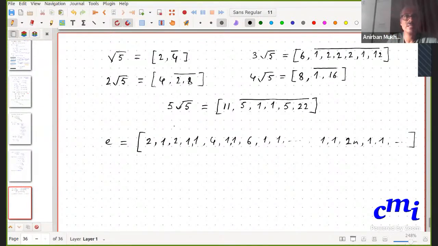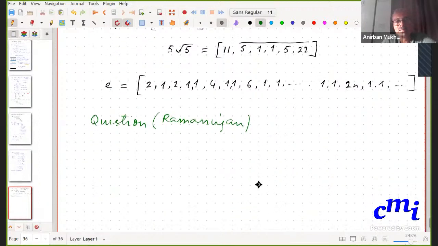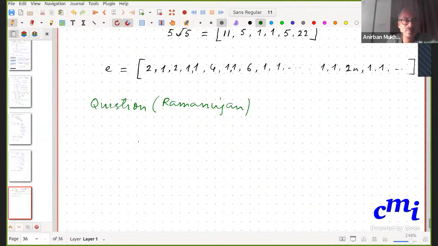I would end with a formula by Ramanujan. So this is a question by Ramanujan, so to say. He posed this question in 1910 or 11. So this is a famous question of Ramanujan. And then nobody could answer, so he answered it after a few months. So the question is the following. So what is this repeating pattern? So that's the question. Some of you might have already seen that.